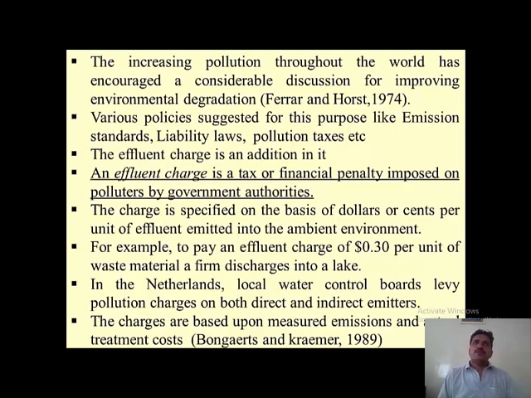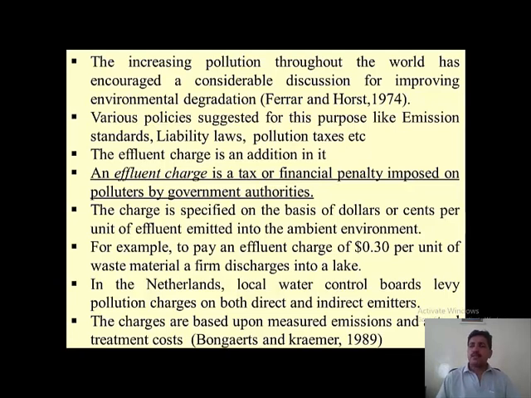And due to the immense increase in pollution, different countries have planned different ways to control environmental pollution, and different techniques have been developed. As we discussed in the last lecture as well, liability law was one such measure. Emission standards was another way, and pollution taxes was another method. In short, increasing pollution throughout the world has encouraged considerable discussion on improving environmental degradation. Various policies are suggested for this purpose, like emission standards, liability laws, and pollution taxes. The effluent charge is an addition to these.